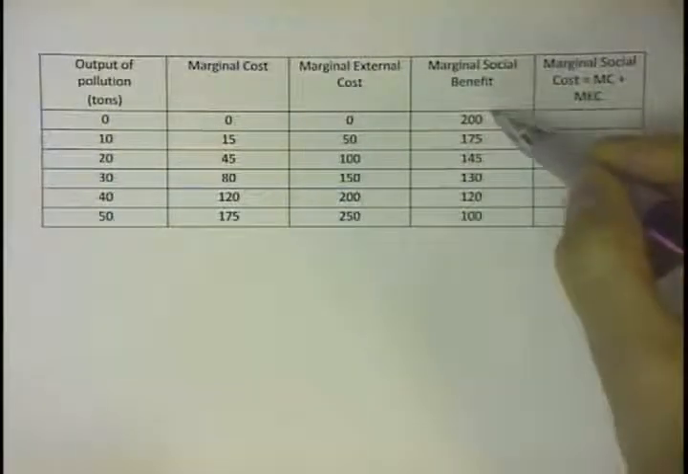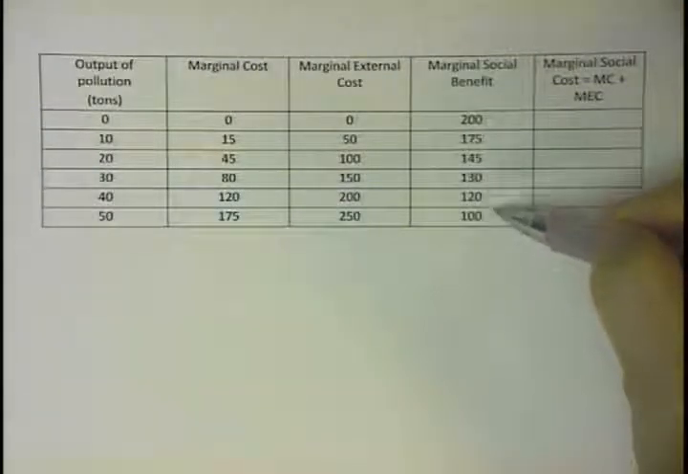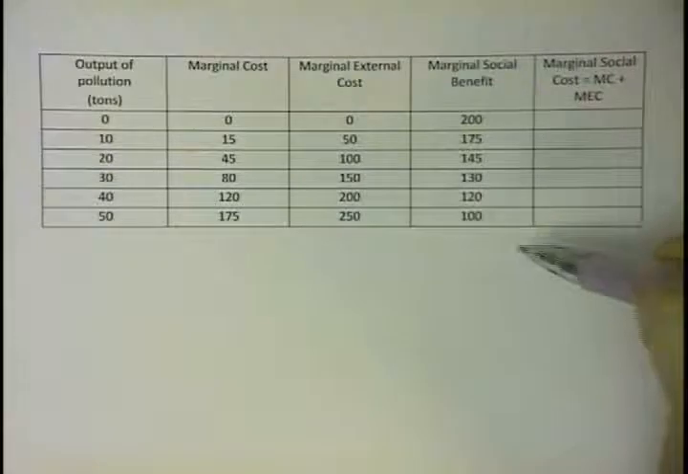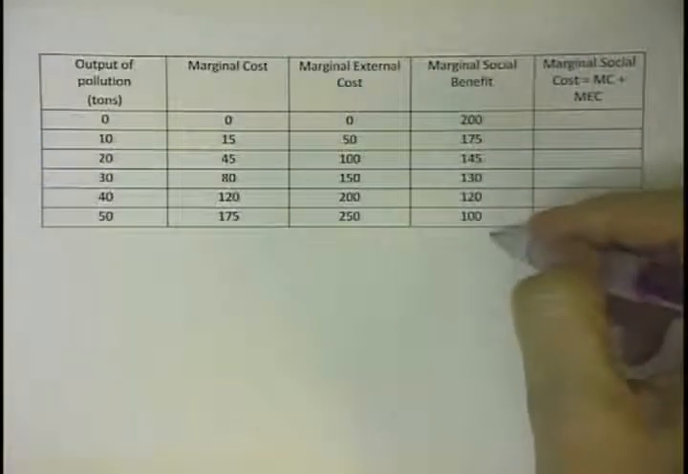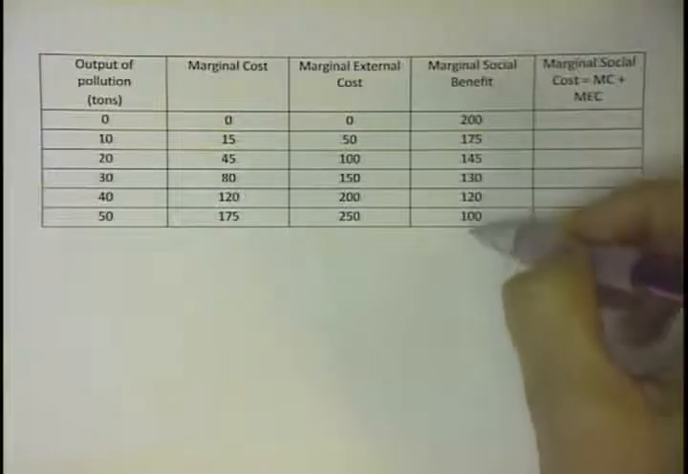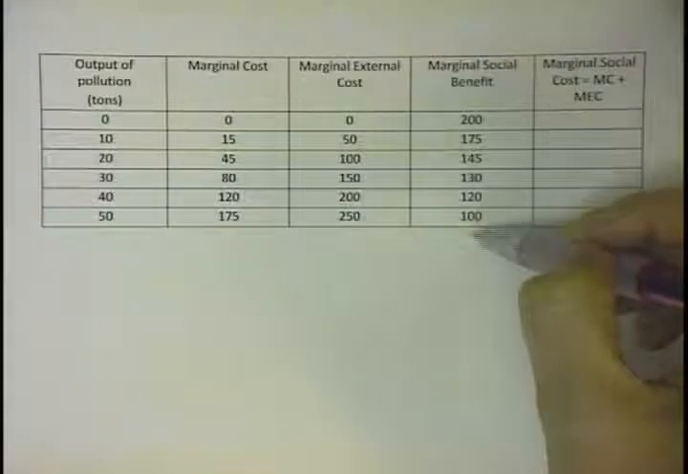Now, marginal social benefit here tells us how much we benefit from paper. Obviously, I'm benefiting from paper. I'm using some right now. The more and more paper we use, the less additional benefit we get. So the numbers are going to be falling as we increase our consumption of something.